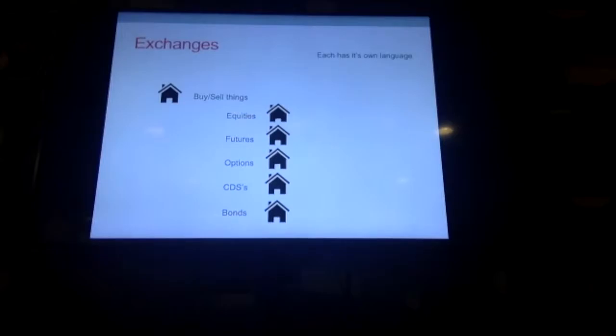We'll leave why they sit in different locations alone for the moment, but what is interesting to think about each of these exchanges is they each have their own language. They talk using their own protocol. Some people use binary protocol, some people use fixed, some people use other stuff. It just goes all over the place. And each exchange has its own notion of volume and throughput.